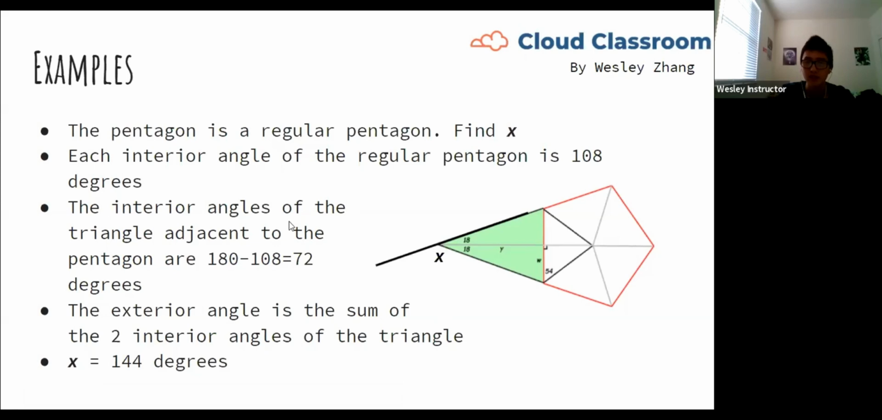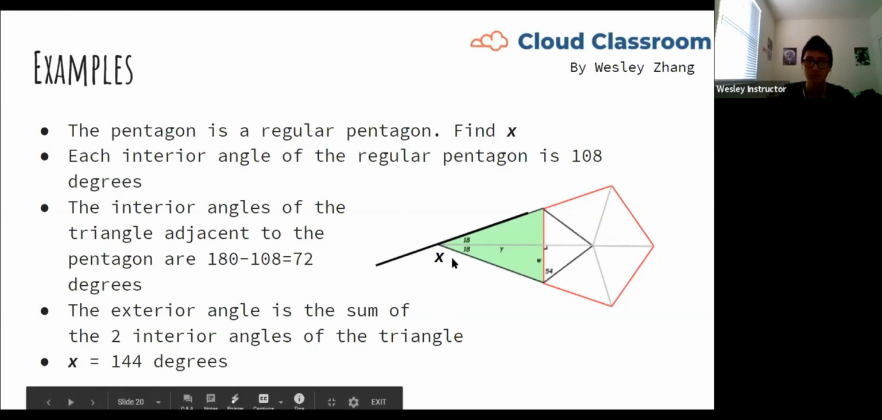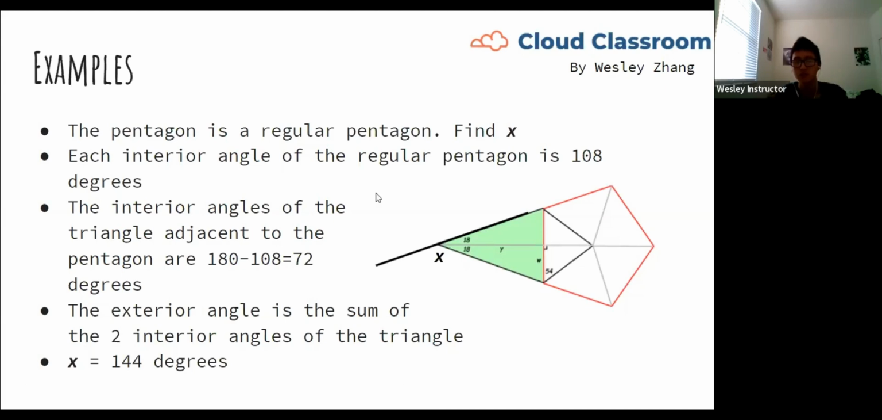Or another way you could have done it: you could have seen that a triangle is 180 degrees, and 180 minus these two angles equals 36. So this angle here is 36 degrees. And there's still a straight line here, so 180 minus 36 is 144. Still the same way, the same answer.